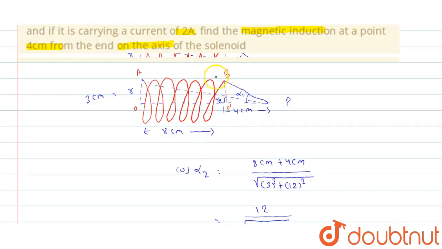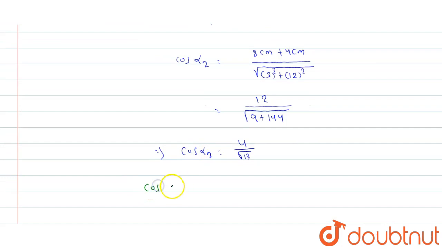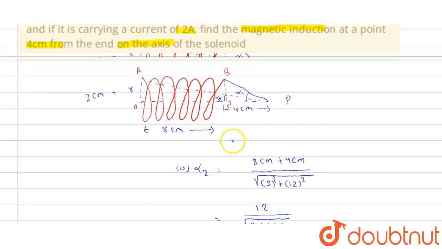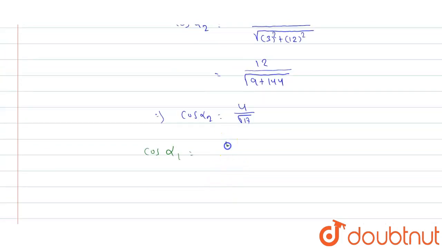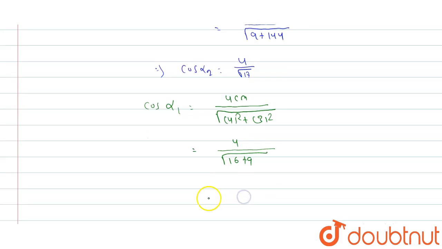Now students, in this triangle B, O dash and P, cos of alpha 1 would be equal to the base, which here is 4 cm, divided by under root of the height squared plus base squared, that is 4 square plus 3 square. So this is 4 divided by under root 16 plus 9, we get 4 divided by 5. That is, cos of alpha 1 we found out to be 4 divided by 5.